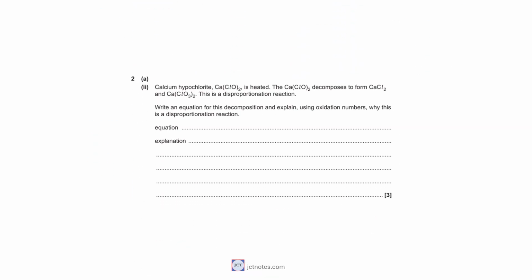In the second question of part B, of question 2, we have that when calcium hypochlorite is heated, it decomposes to form calcium chloride, CaCl2, and calcium chlorate, Ca(ClO3)2. This is a disproportionation reaction. We are asked to write an equation for this decomposition and explain, using oxidation numbers, why this is a disproportionation reaction.